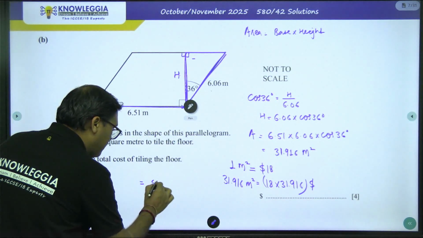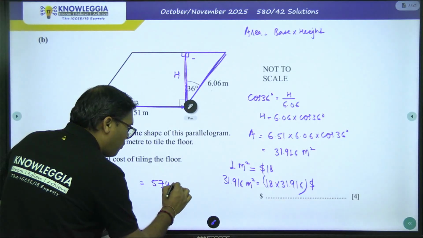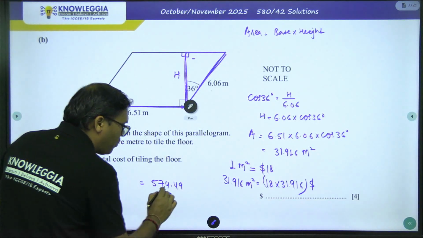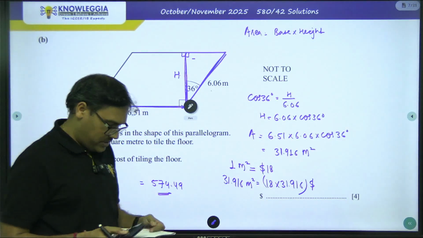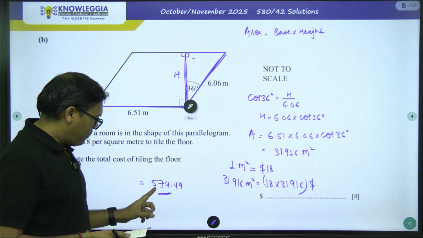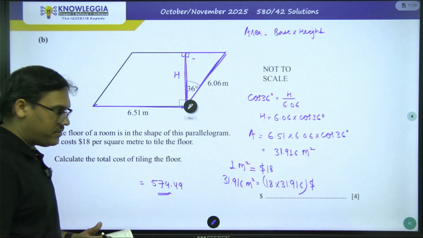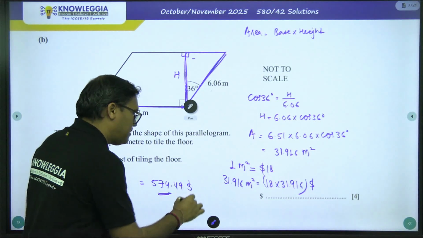This is 574.49. So let's see the answer. This is 574.49. That is the correct answer for this question. This is the price of cost. Okay.